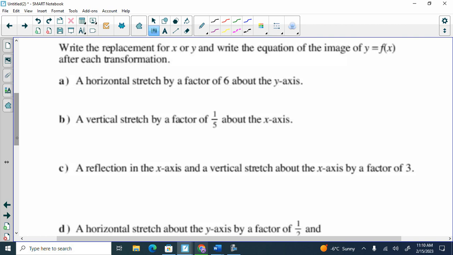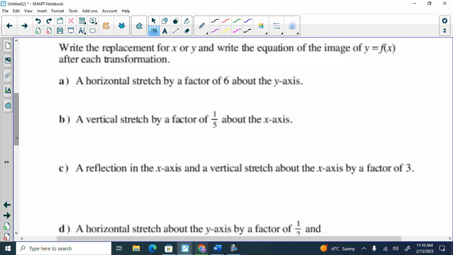Mapping and words are the same in a heart, right? Mapping and words, if I use a 2 in mapping, I use a 2 in words. Where does it flip? When it goes to the equation, correct? Or if it comes from the equation to those two, it flips. So, here I have, write the replacement for x or y and write the equation of the image. I just want the equation.